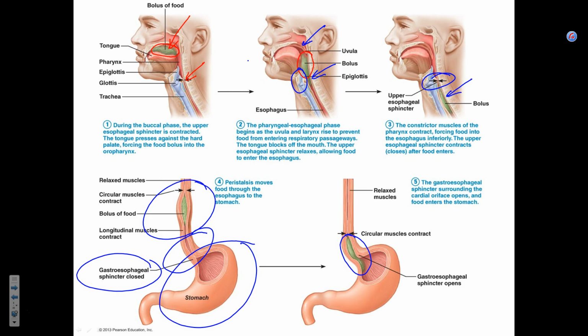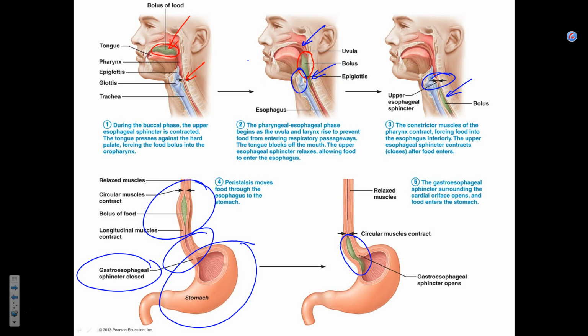Does that make sense? Now, this is the reflex that I absolutely want you to know step by step. So I will ask you a question along the lines of what are the proper steps of the swallowing reflex, and you will get several sequences and you will pick the correct one. Am I clear? So what I want to highlight about this.